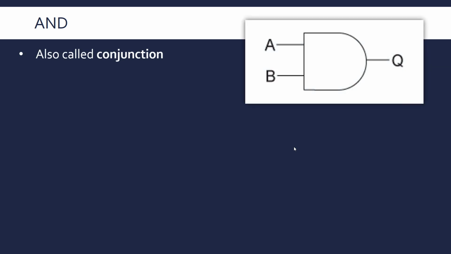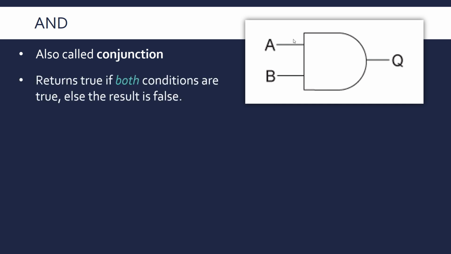The final operator we're looking at is AND. This is also called conjunction, and this has a flat back and a curved front, again 2 inputs. This returns true if both conditions are true, otherwise the result is false. So it can only return true if both inputs are true.